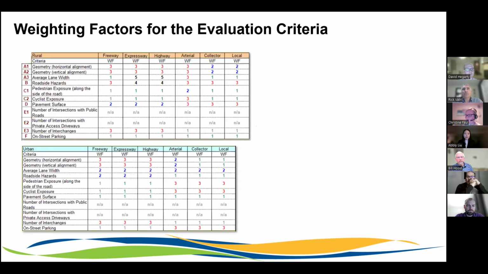And after the base score is assigned for each criteria, the TAC guidelines also provide weighting factors, which are multiplied against each base score to obtain the final risk score. The weighting scores differ slightly for urban and rural roads, as shown in the two tables.